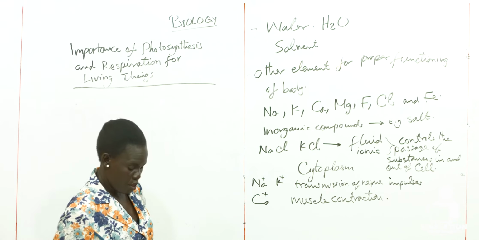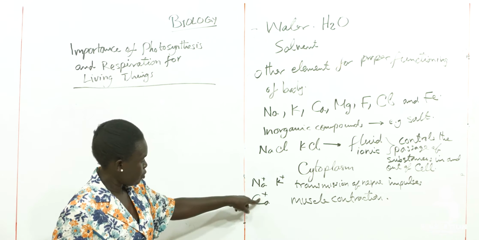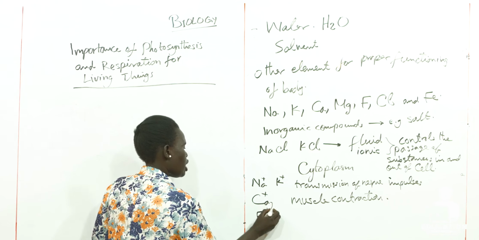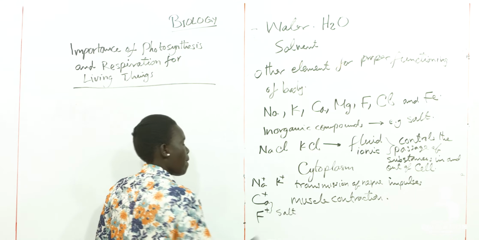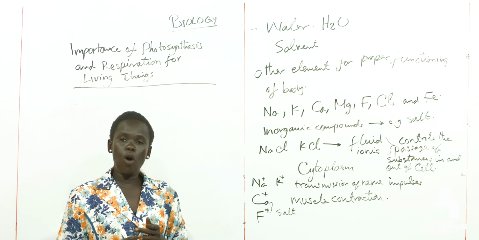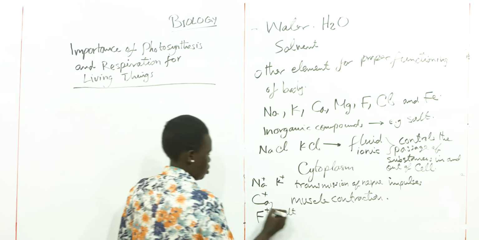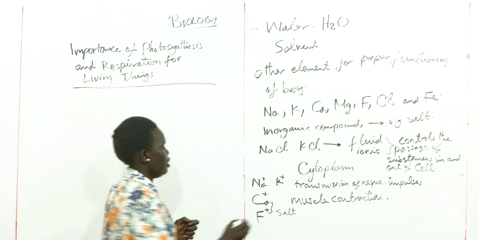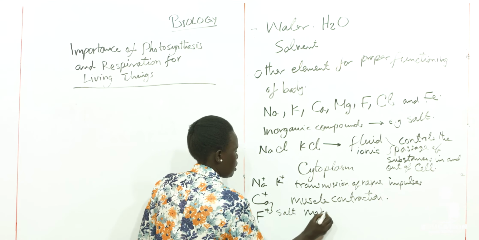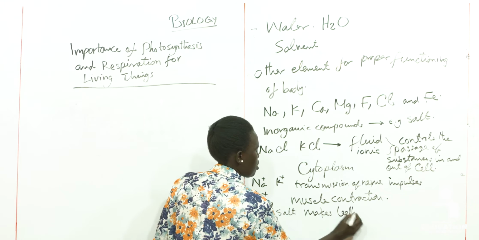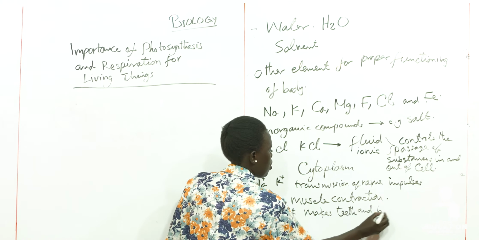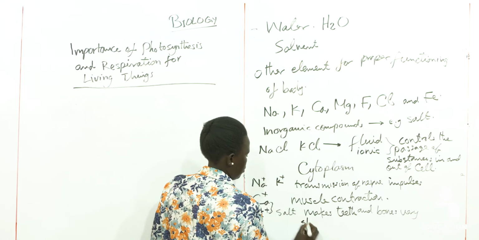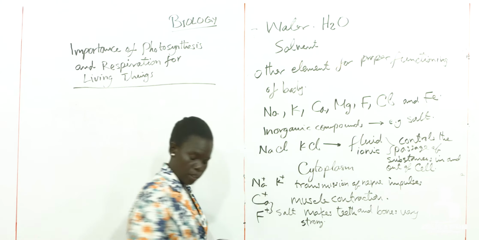Fluorine forms a salt with calcium. Fluorine ion can form with calcium a salt, and this salt makes the teeth and the bones very strong. This salt, made up of calcium and fluorine, makes teeth and bones very strong.